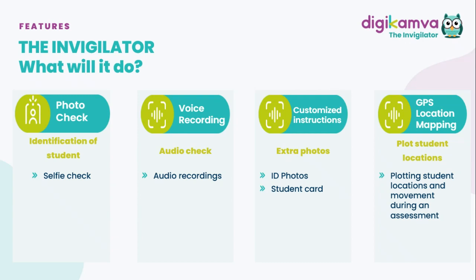When you register on the Invigilator app, it will ask you to take a master selfie. Please make sure that this selfie is done in good light, that you don't have a hat or a mask on. If you wear glasses, you're more than welcome to keep your glasses on. Then at randomized periods during your assessment, you will be asked to take another selfie, and we use artificial intelligence to compare the selfie that you take with your master selfie.